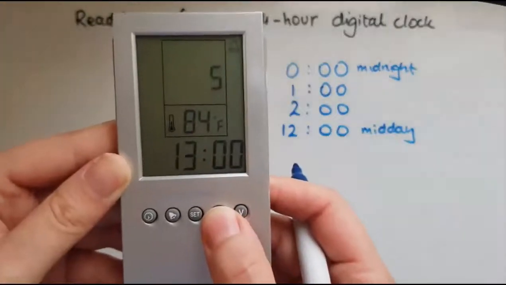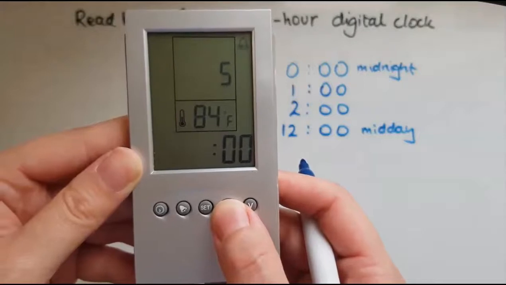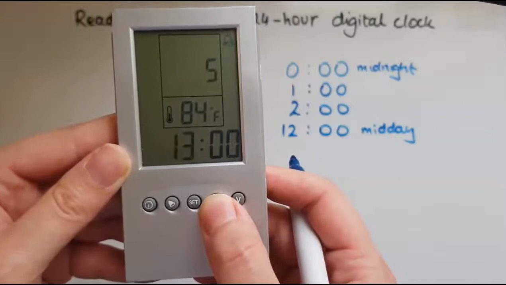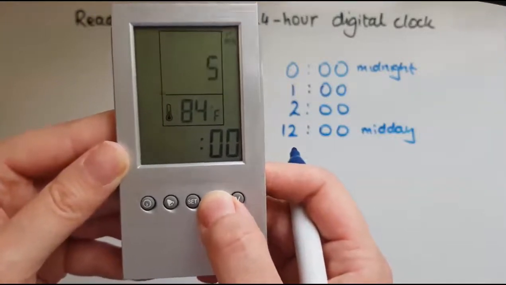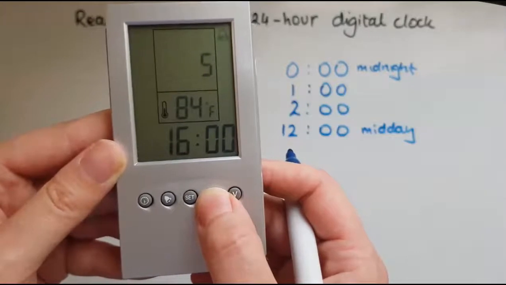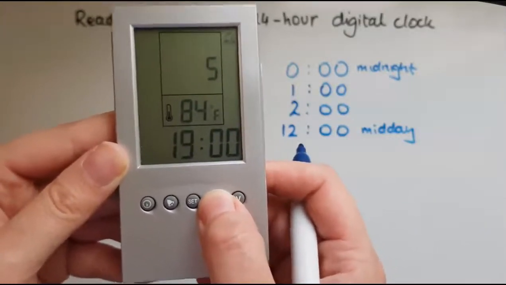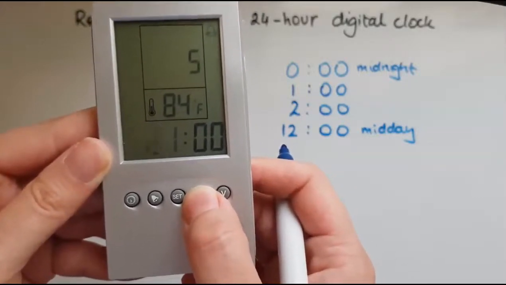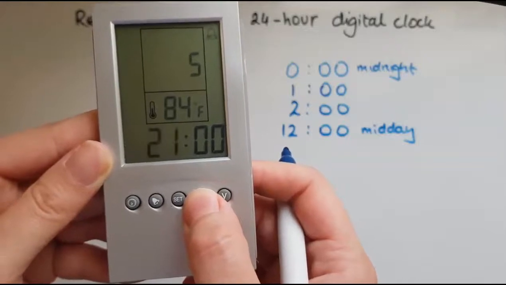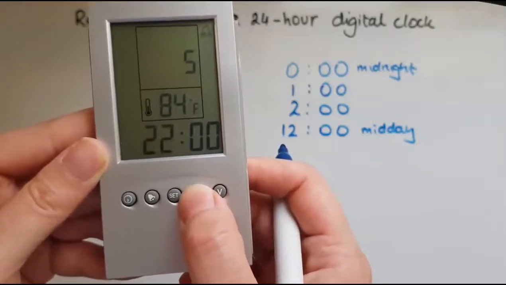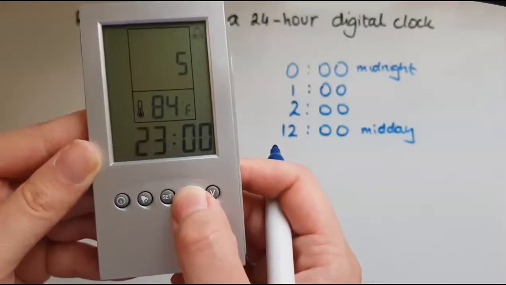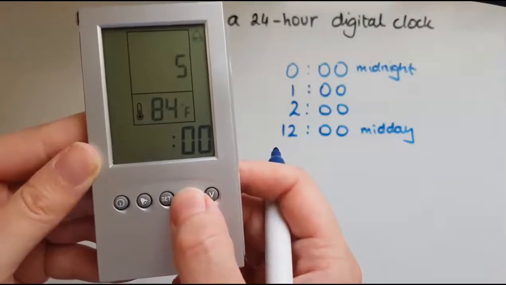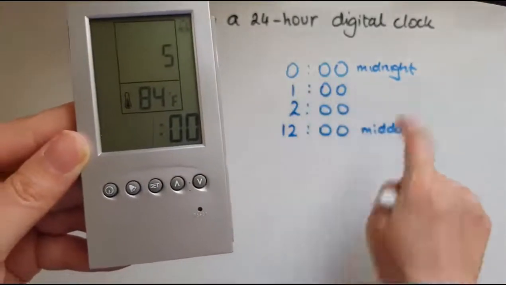And then we go into the afternoon, so that is 13, which is the same as 1 in the afternoon or 1 p.m. And then 14, 15, 16, 17, 18, 19, 20, 21, which is the evening, 9 in the evening, 22, 10 in the evening, 23, 11 in the evening, and we go back to 0, which is midnight.